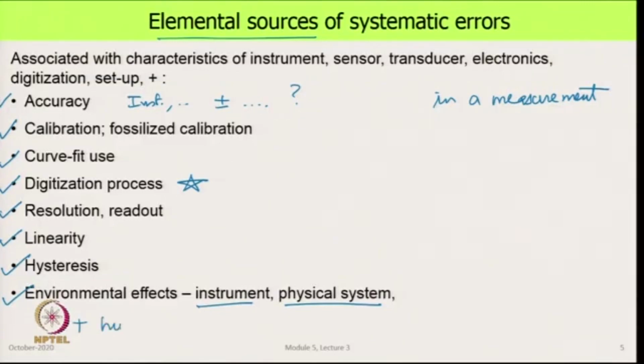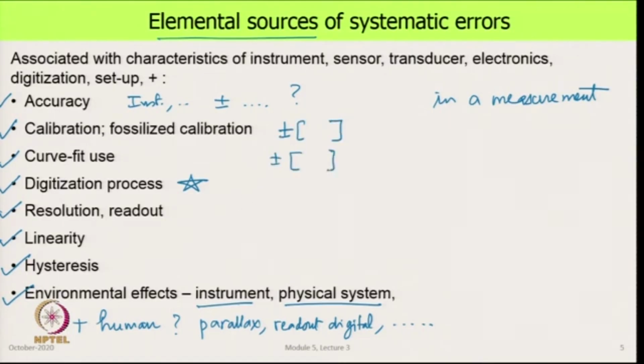For instance, the human aspect, and you can decide whether some of these human aspects should be random errors or systematic errors. For example, parallax, or you have a digital display in which the digits are fluctuating. So, issues with readout from a digital output and so on. So, what we will have is many of these are specified as some limit, plus minus this much, plus minus this much, and there is a certain probability associated with those numbers.